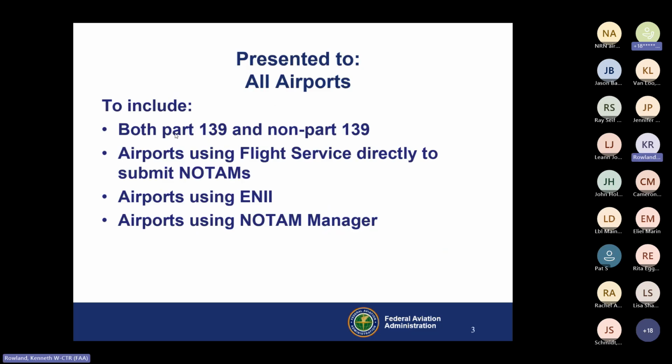So Jordan hit on this very well. We separated Part 139 and non-Part 139, which is basically commercial aviation with more than 30 passengers or less. We mentioned federal funding. We separate airports into those receiving federal funds and those not. And then there are these 3 methods. Jordan mentioned flight service. How do you issue NOTAMs?